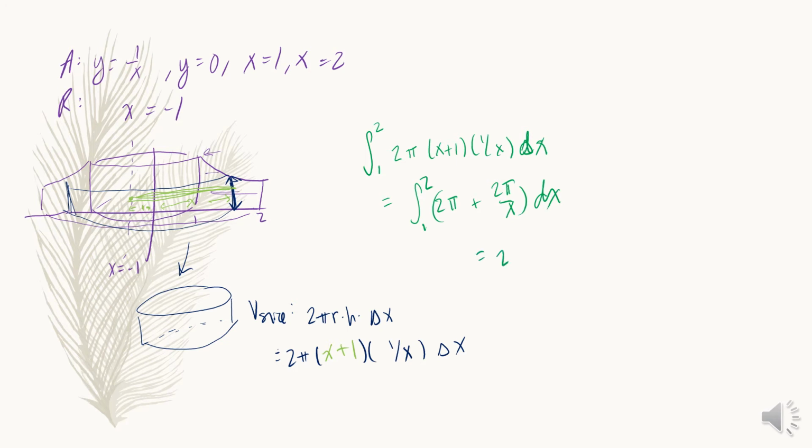Then I'll take an antiderivative, so I get 2 pi x plus 2 pi natural log of x, because the antiderivative of 1 over x is natural log. This is from 1 to 2. Then you can plug in the 1 and 2. I got 10.369 for mine.